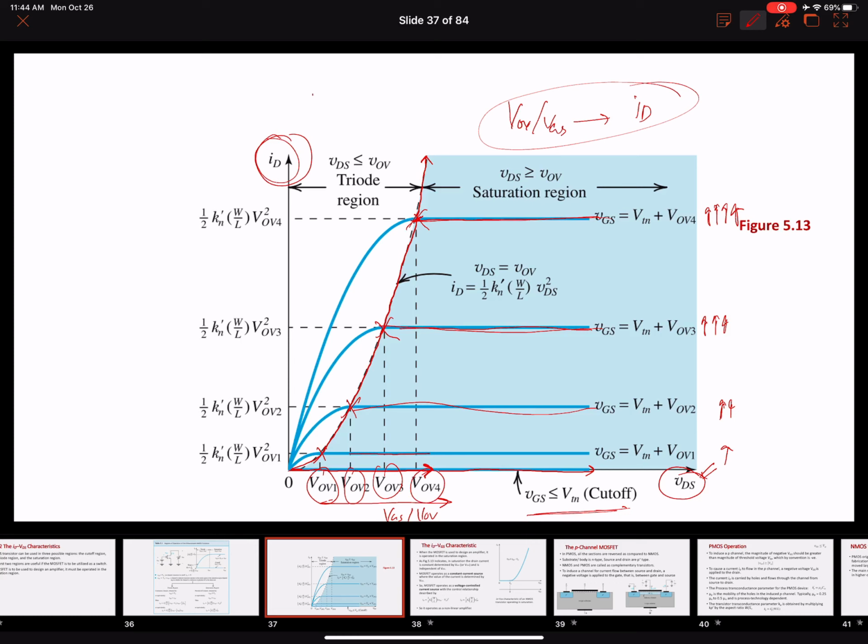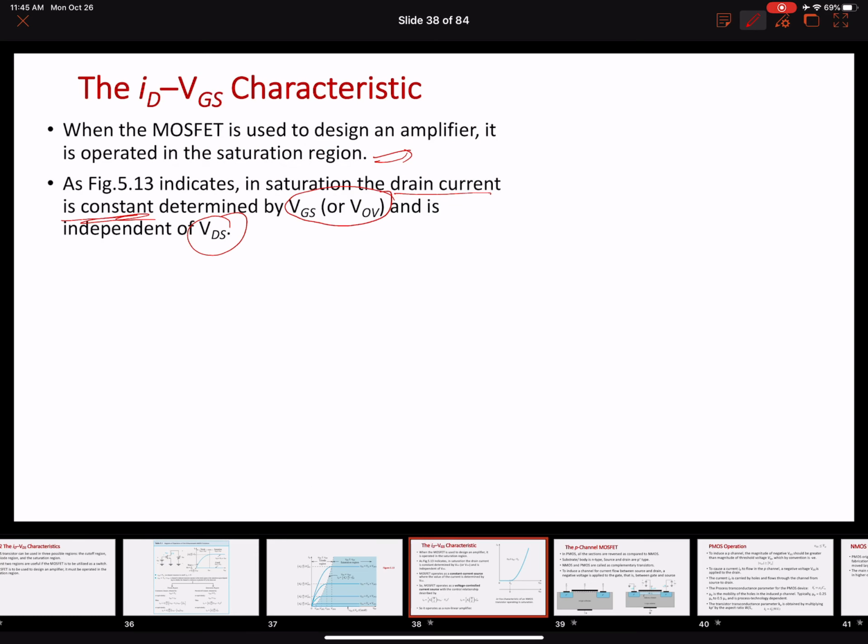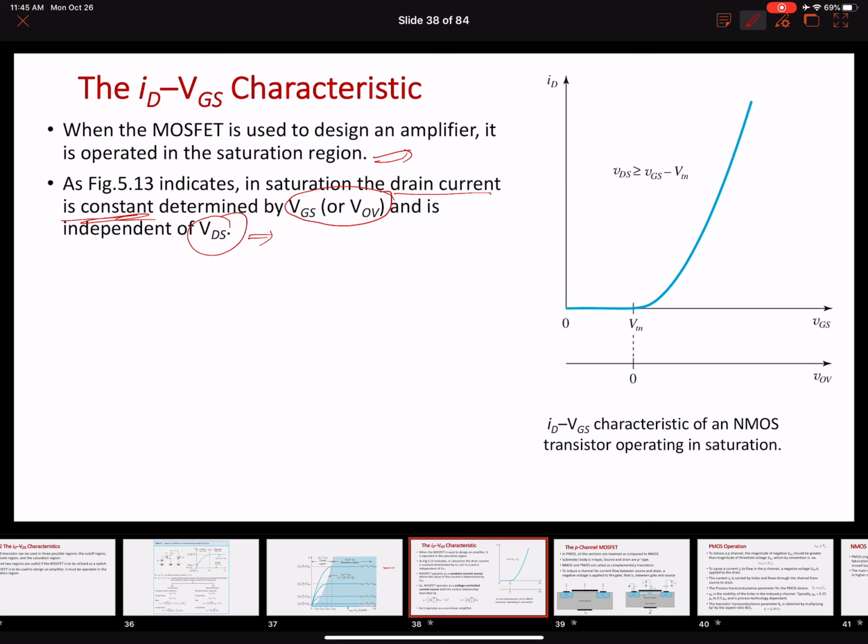So my saturation current ID depends on the value of the gate to source voltage that I apply, or the overdrive voltage that I am applying beyond the threshold voltage. Okay. That's an important thing, and that is independent of the VDS. Irrespective of whatever VDS you provide, once the transistor enters into the saturation region, the current will remain constant, right? And that constant current is determined by the gate to source voltage, or the overdrive voltage. Okay, right? So this is the characteristic that we have seen.